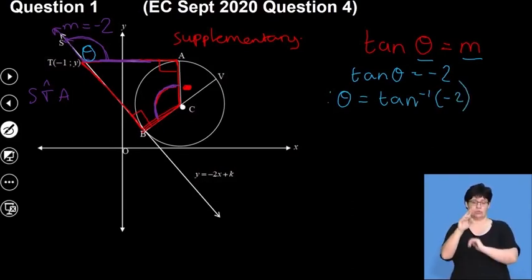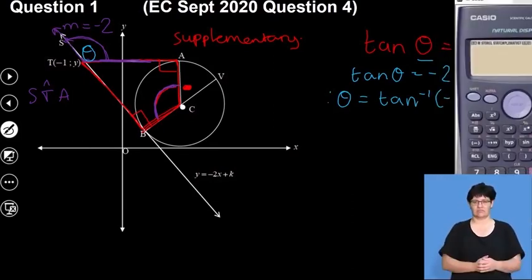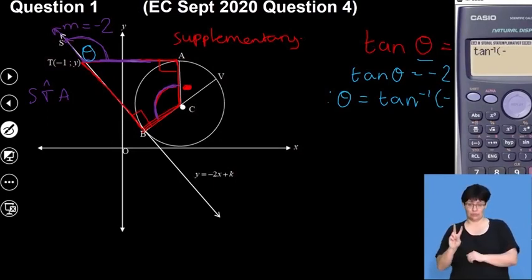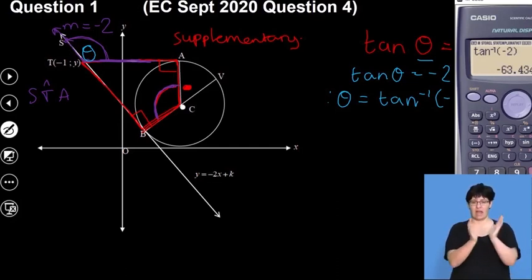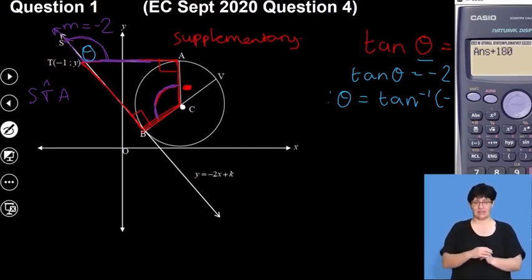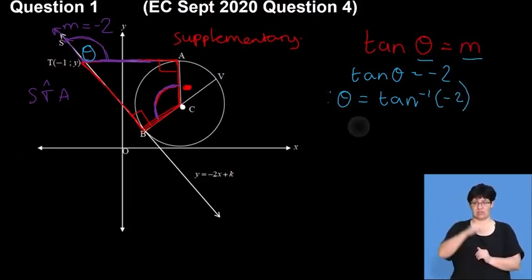Right, time for the calculator. Pull that out. Okay, so we're going to find inverse tan of -2 and close our bracket. And that gives us an angle of minus 63.43 degrees. So obviously we don't want the negative version, we want the positive version. So we're going to add 180 degrees to that. And we get the angle as being 116.6 degrees.